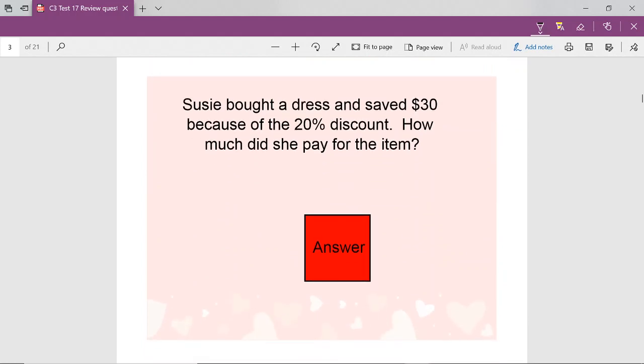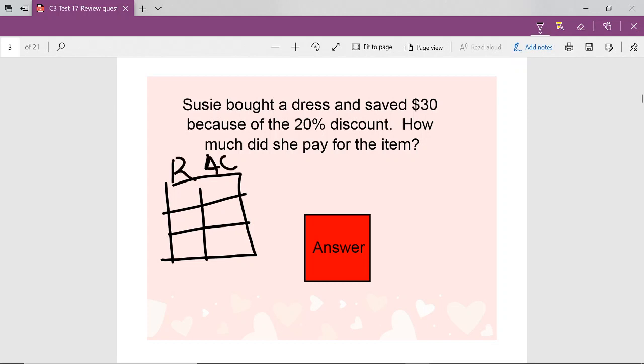Continuing on, we have this person buying a dress and saving $30 because of a 20% discount. How much did she pay for the item? Well, this is actually a really good one to set up a table. Lots of ways to do it, but I would say that we have our ratio here and actual count. And then I can say, well, I have my original price, my discount, and then my new price. You can order those however you want, but the ratio means that the original price is 100% because that's the original cost. My discount was 20%, which means that my new price must have been 80%.